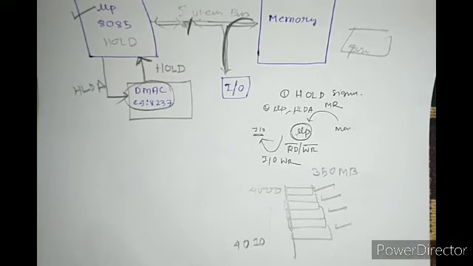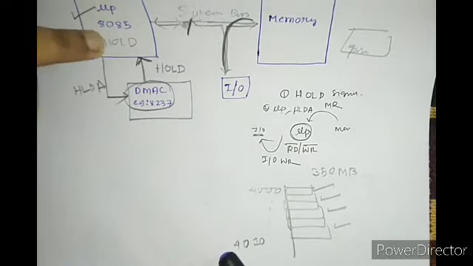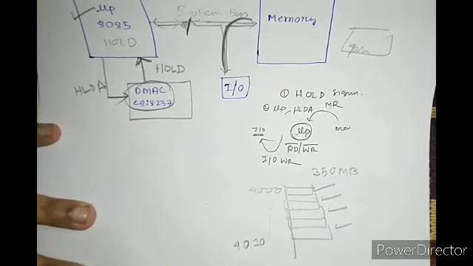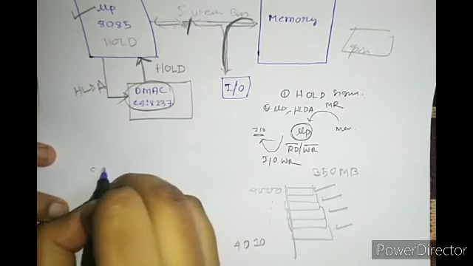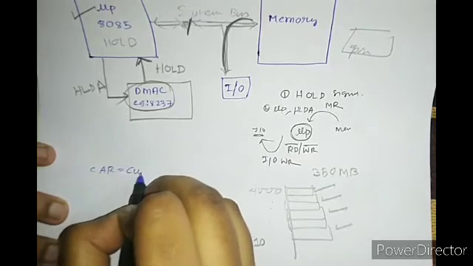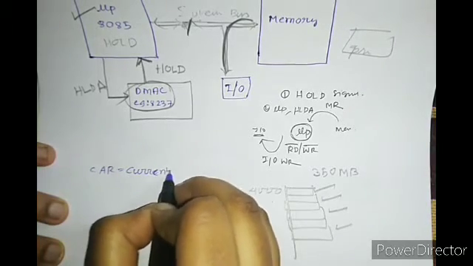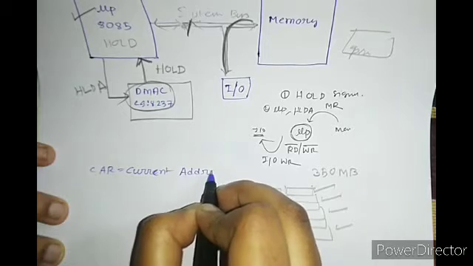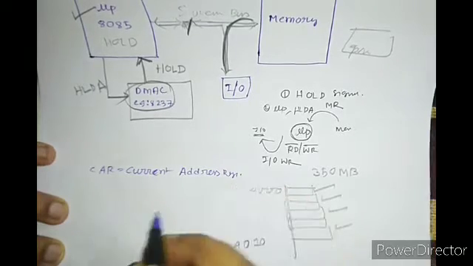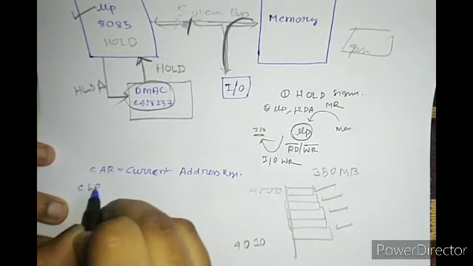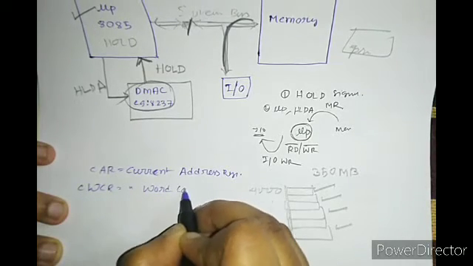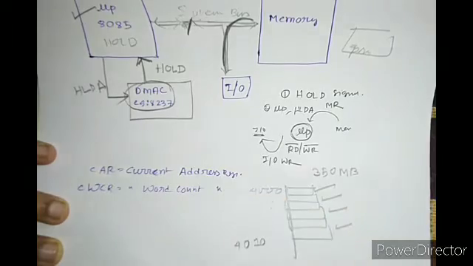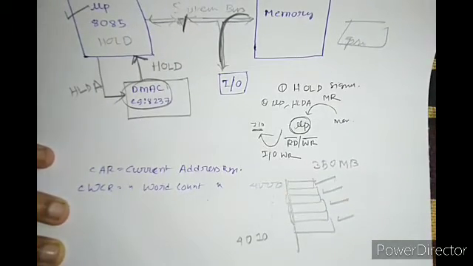When we perform DMA, the first task is that the MUP initializes two registers in the DMAC. What are they? CAR, the current address register, and CWCR, the current word count register. Let me explain.